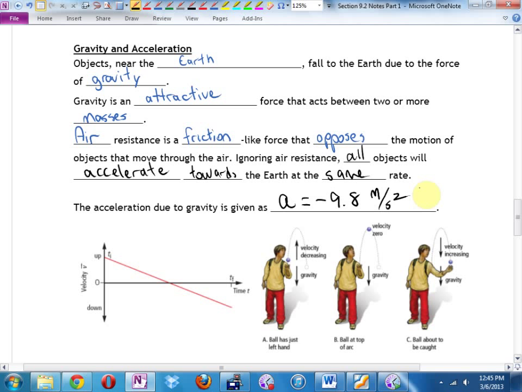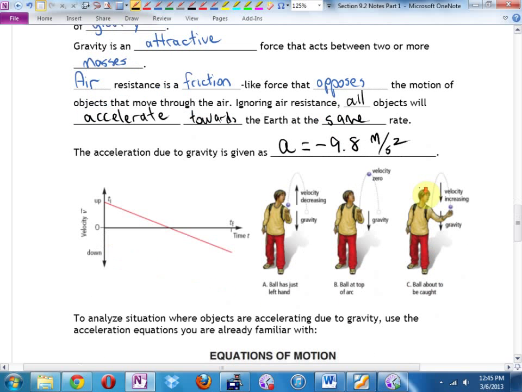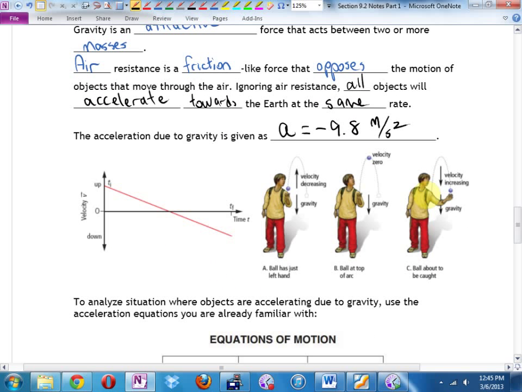In fact, if I were to do, and this is your first introduction to a velocity time graph, if you throw something, it has a positive velocity on the way up, but the velocity gets slower and slower and slower and slower and slower. At the very top, for a split second, what's your velocity?